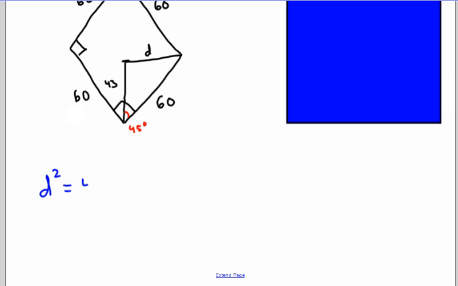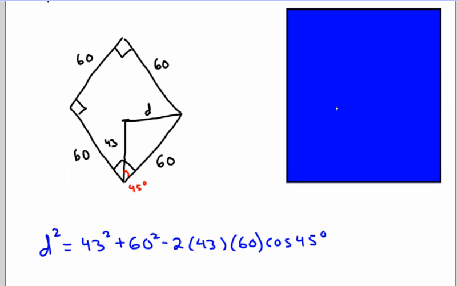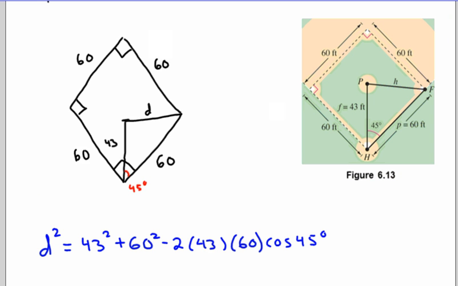D squared is going to be 43 squared plus 60 squared minus 2 times 43 times 60 times the cosine of 45 degrees. And before I work that out, let's check to see if our little sketch matches the figure they gave us. Hey, look at that. I should have had the pitcher's mound up here a little bit more, but we're close enough. It worked. They said this was 45 because these are right angles, so the pitcher's mound, perpendicular from home plate, comes straight down and bisects this angle.